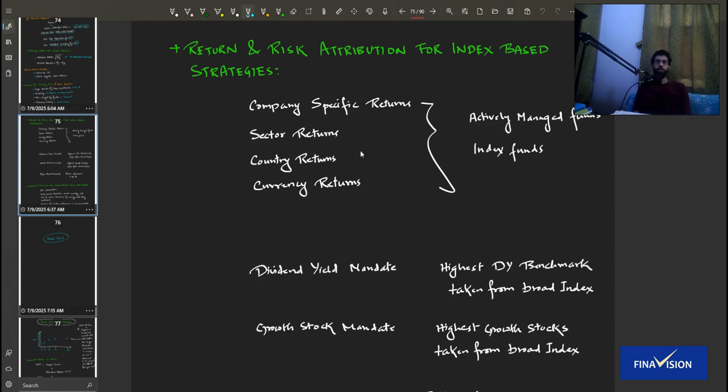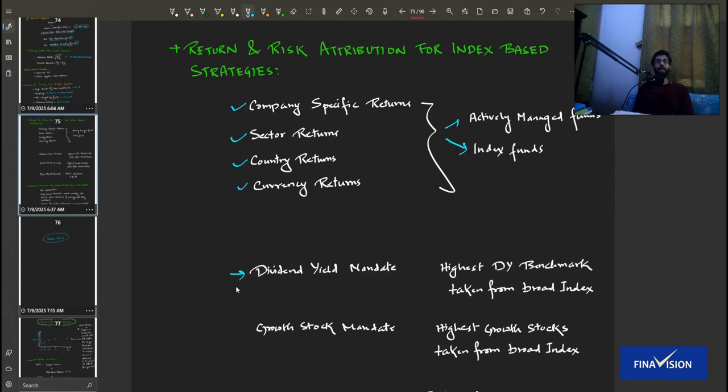Return and risk attribution for index-based strategies. Now friends, returns and risks both have their groupings. For example, the grouping can be company specific, the grouping can be sector based, the grouping can be country based, the grouping can be currency exposure based, and these groupings remain quite similar for both actively managed and index funds, right?